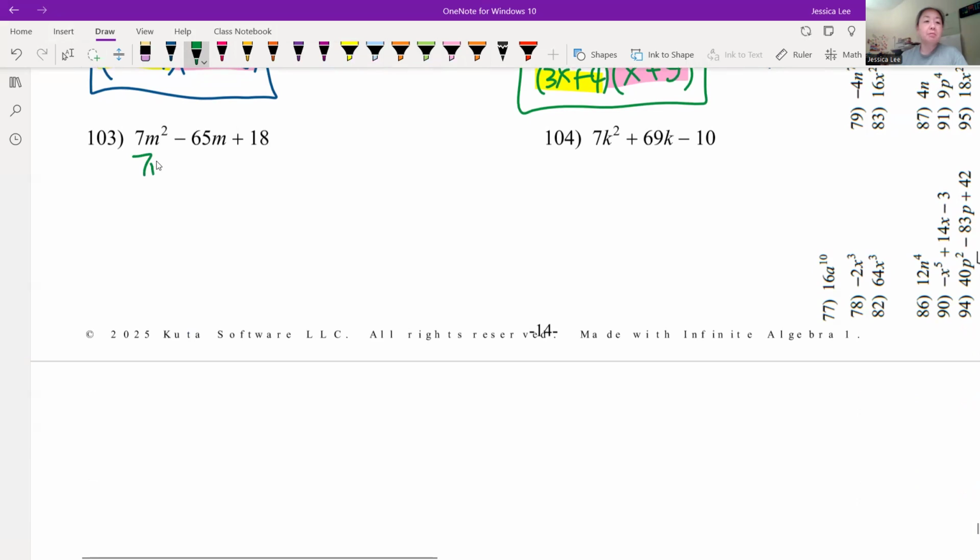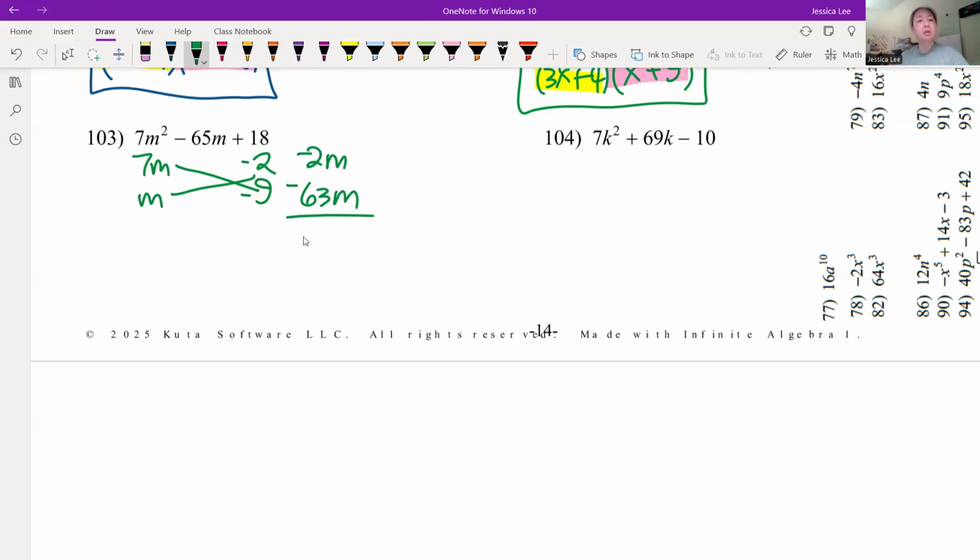Okay, last 2 questions. Here we go. We got 7m and m. And we want to get to 65. So 9 and 2. I put the 2 and the 9 so that I can multiply with the 7. So 2m plus 63m. And we want to get negative 65, so both of them would have to be negative. So put those negatives, that'd be negative 65m, which is, yay, good job. So again, we're going straight across. And we got 7m minus 2 times m minus 9.